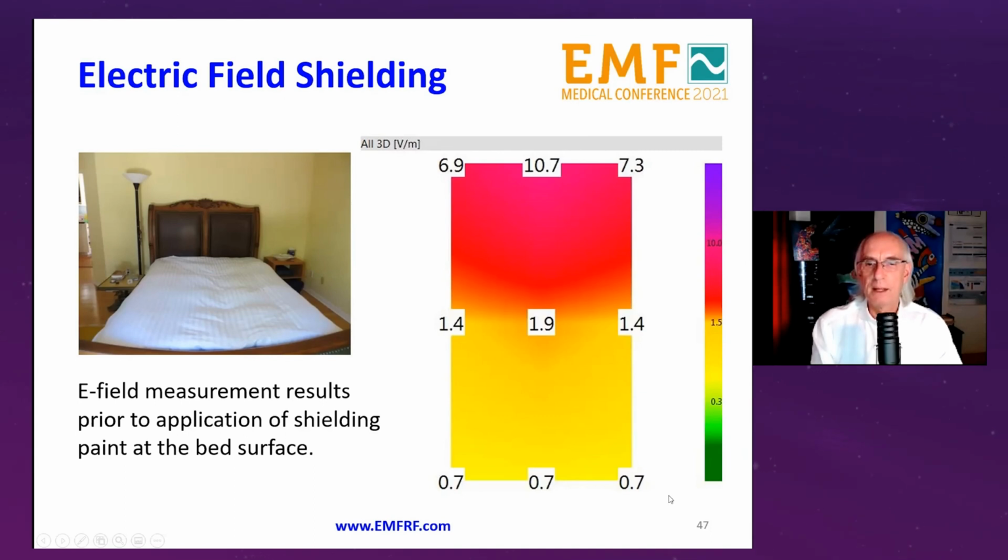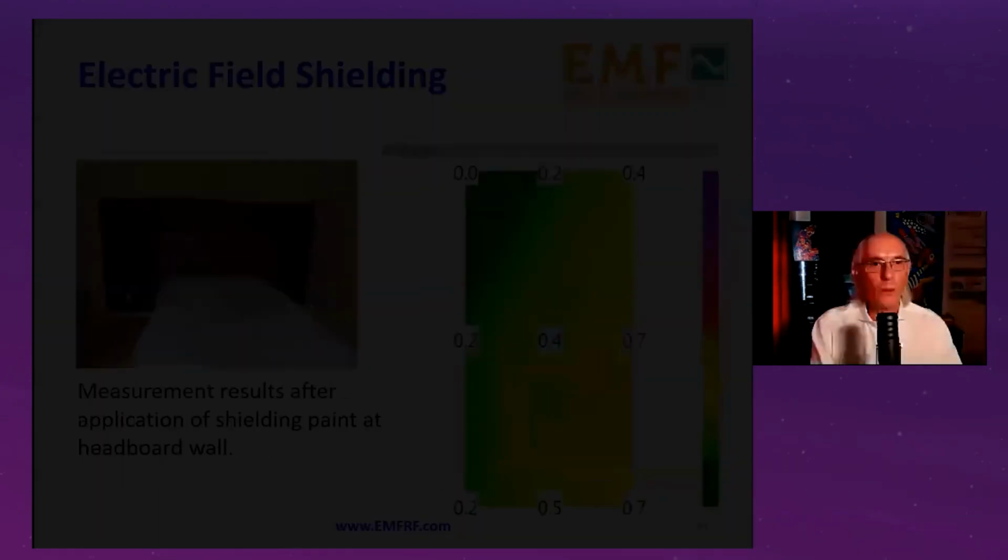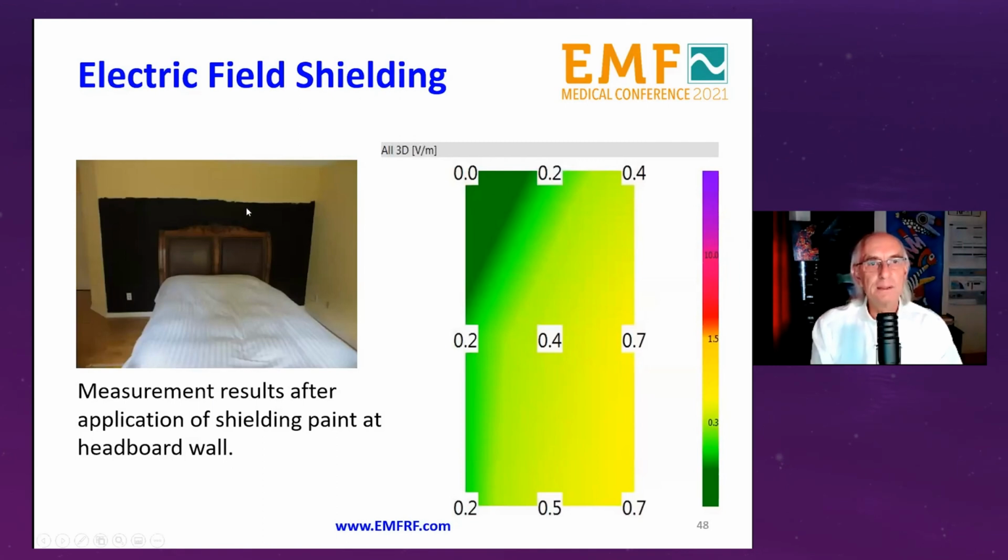And down on the bottom, we got not less than 1, and somewhere in the middle, we got about 1 or 2 volts per meter. So we want to eliminate that. So let's apply what we just learned. That is, we can shield a wall. So we apply some shielding paint onto the headboard wall, and then we go back and remeasure.